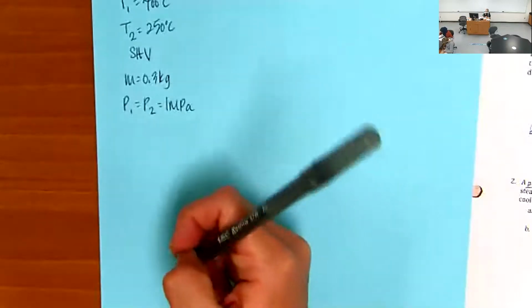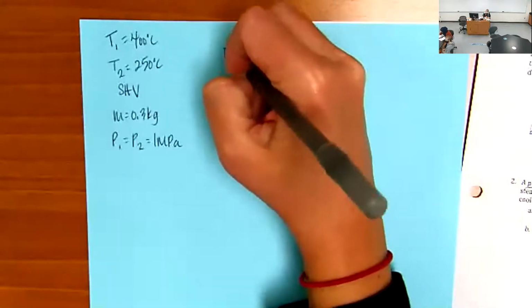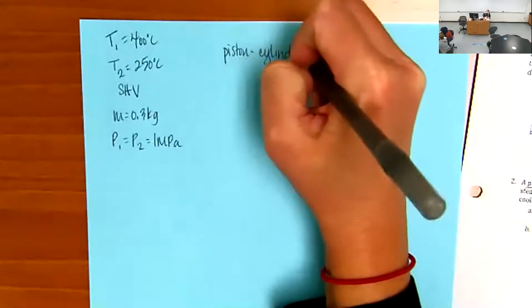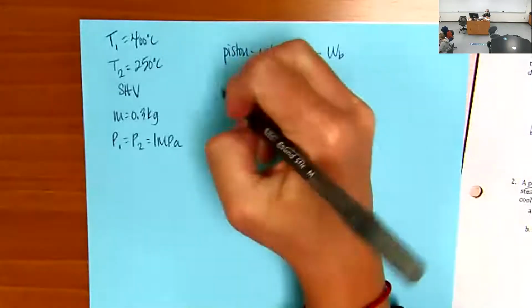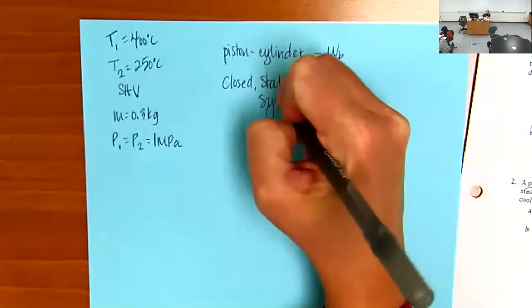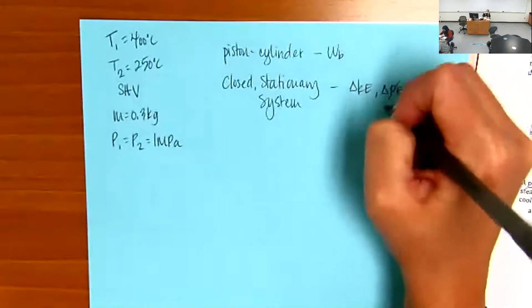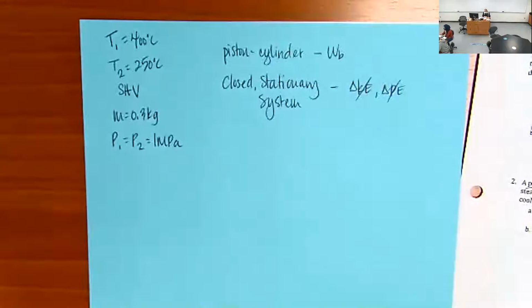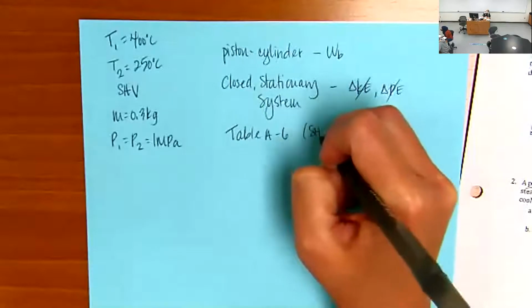So for getting started, I would look at what we know about this problem. We have a piston cylinder device, which gives us a hint that there's going to be some sort of boundary work occurring at the piston. This is also a closed stationary system, which means that we're not going to have a change in kinetic energy or a change in potential energy. And we know that we are going to be using table A6 because we're a superheated vapor.